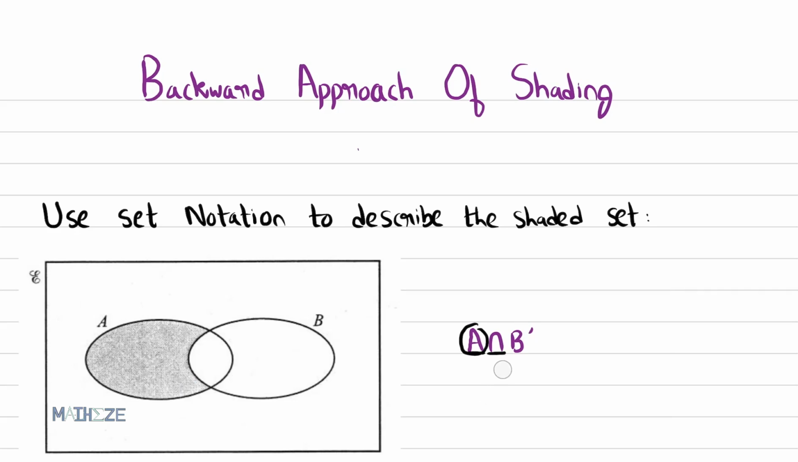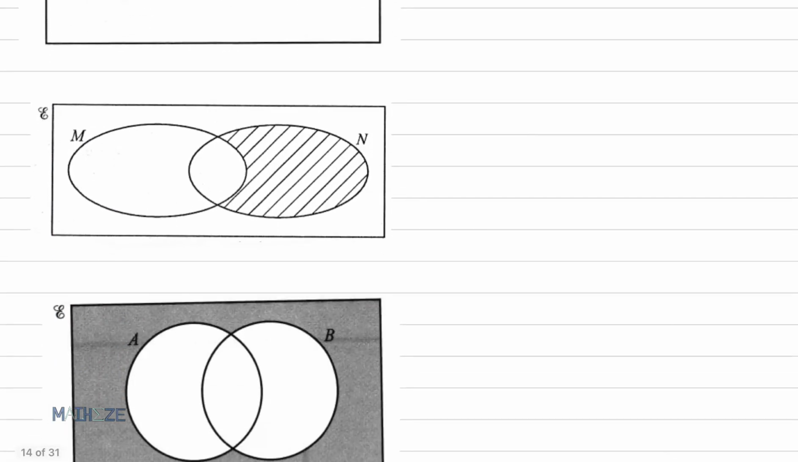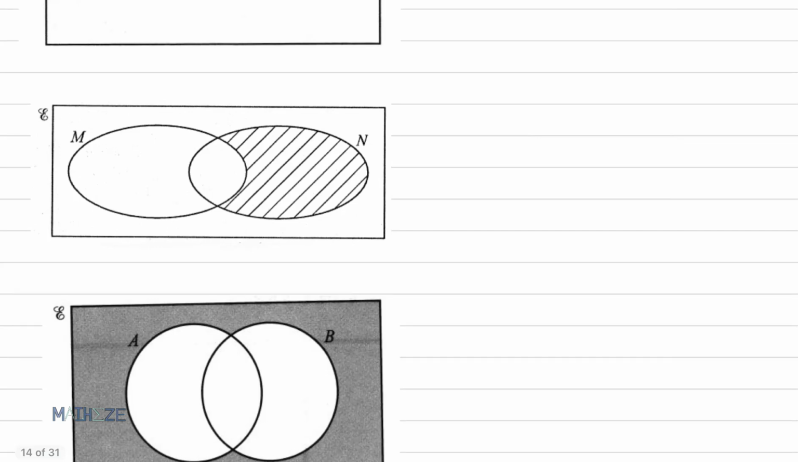Let's do question number 2. You'll be more clear. Now it says this one. You can see that M is not shaded, but N is shaded. So you're going to write, if you think it's going to be M complement intersection N. But I'm not sure about my answer. How will you handle that?